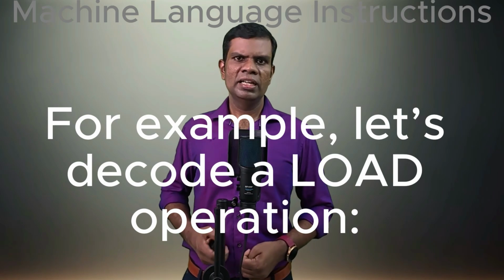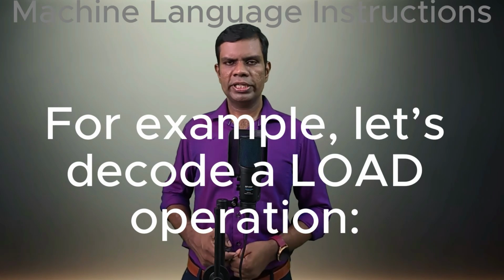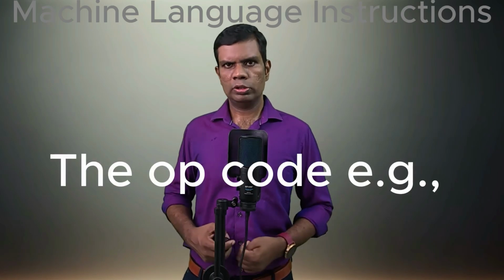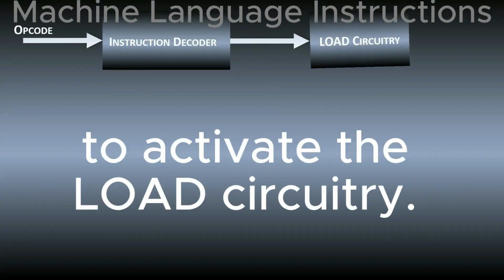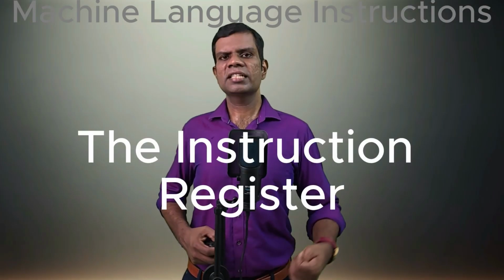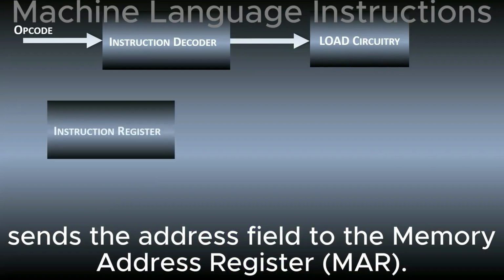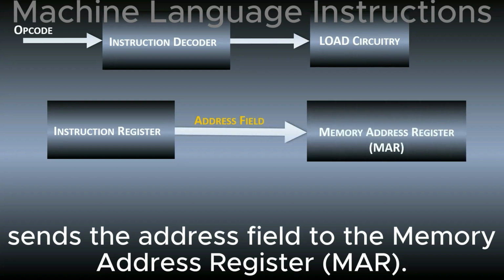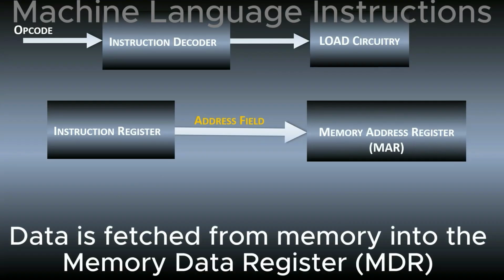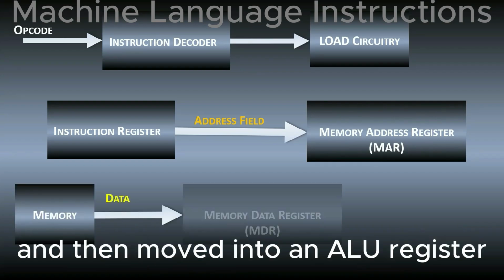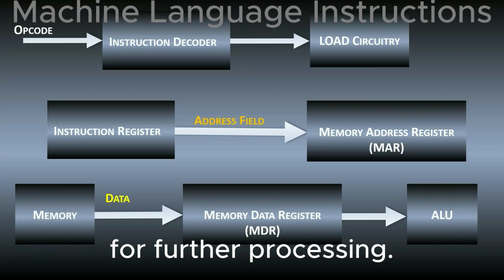For example, let's decode a load operation. The opcode, for example 001, signals the instruction decoder to activate the load circuitry. The instruction register sends the address field to the memory address register. Data is fetched from memory into the memory data register and then moved into an ALU register for further processing.